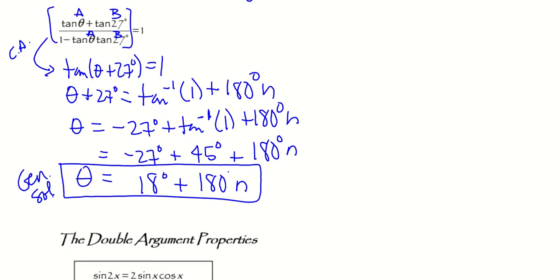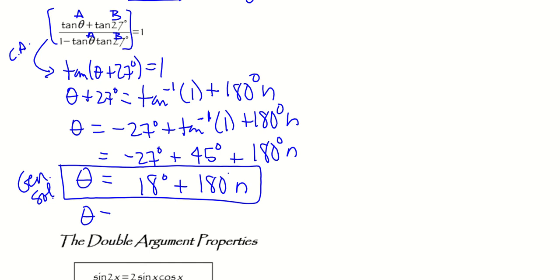we're just going to take our theta, and 18 falls in that domain, so we'll keep 18. If we add 180 to that, we get 198. And if we added 180 again, that would take us greater than 360, so we get 2 solutions. All right, so we have simplified and we have solved using our composite arguments.